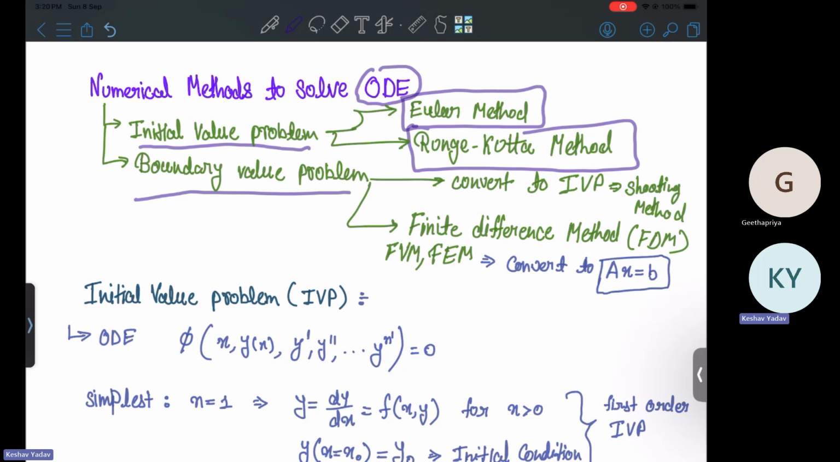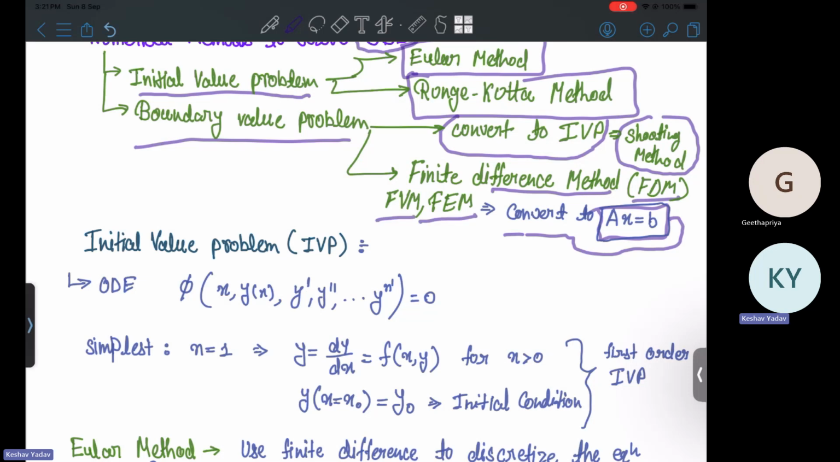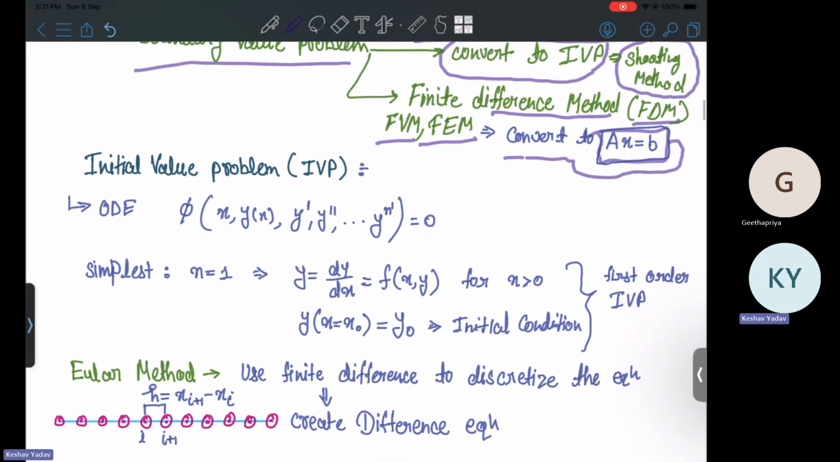what an initial value problem is we will discuss in some time. And boundary value problems can be solved either by converting them to an initial value problem, a method known as the shooting method, or directly by converting into a system of linear equations, Ax equal to b type of system, using the finite difference method, which is also called FDM, or the finite volume method, which is called FVM, or the finite element method, which is called FEM. Okay, now we'll see the initial value problem.